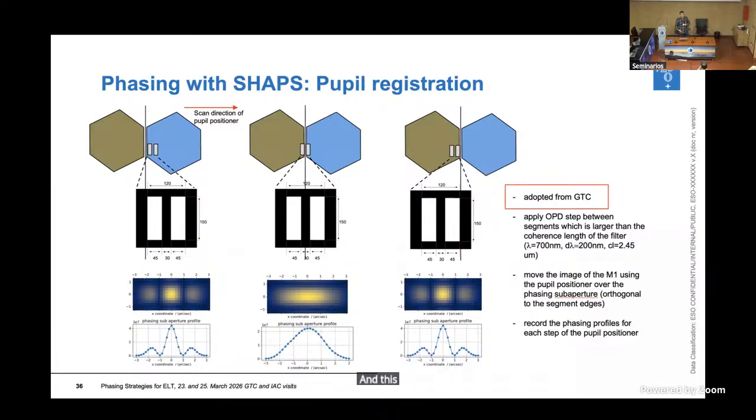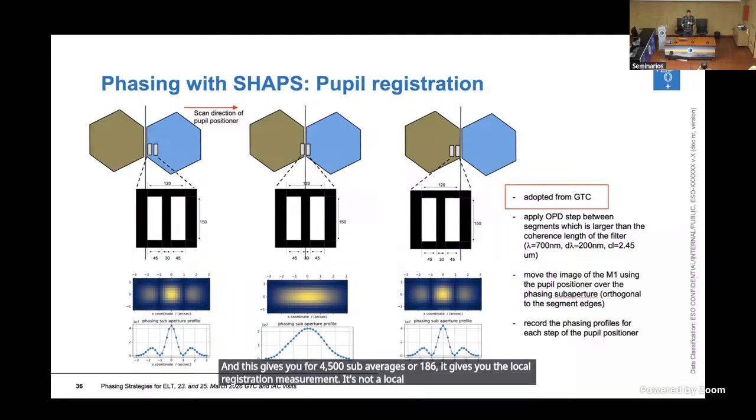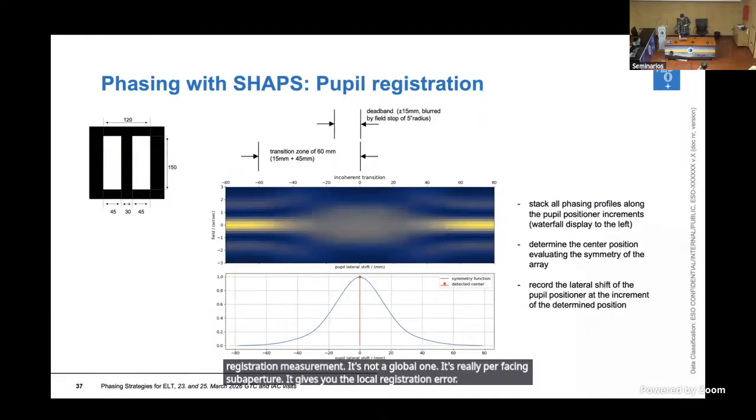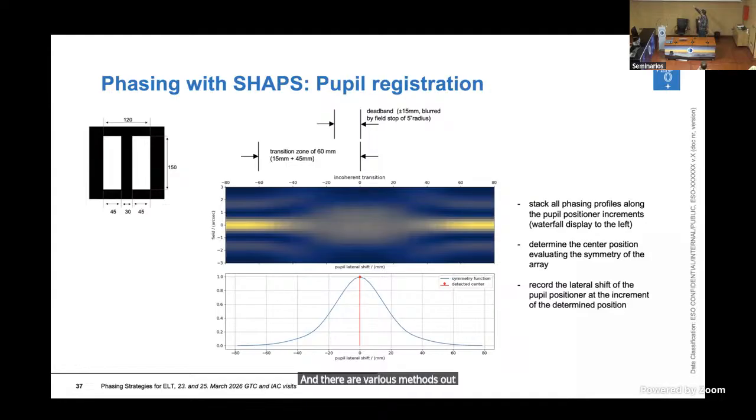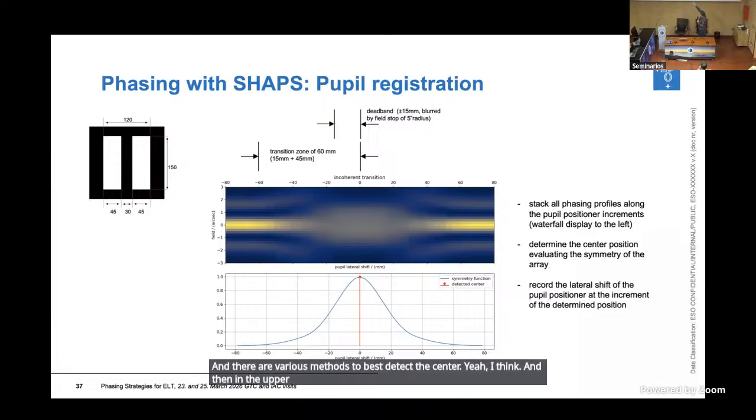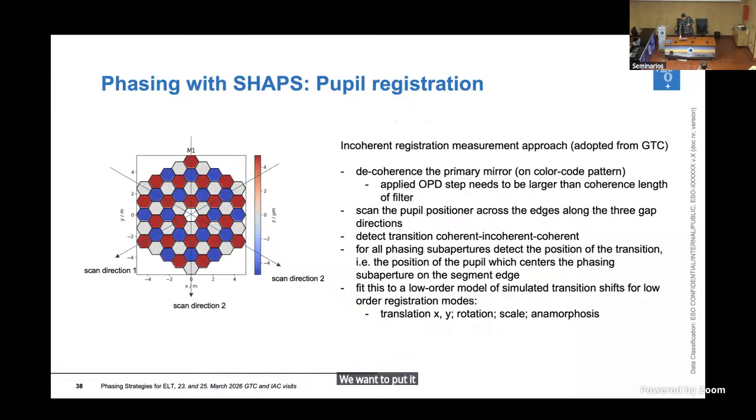And this gives you, for 4,500 subapertures or 186, the local registration measurement. It's not a global one. It's really per phasing subaperture. It gives you the local registration error. You see here the transition from coherent, incoherent, coherent. There are various methods for how to best detect the center. And in the upper bars, you see that there's indeed a deadband, and this is why it's also needed. If you don't have that deadband, you're virtually not tolerant to registration loss. So this is why we want to put it in, of course.